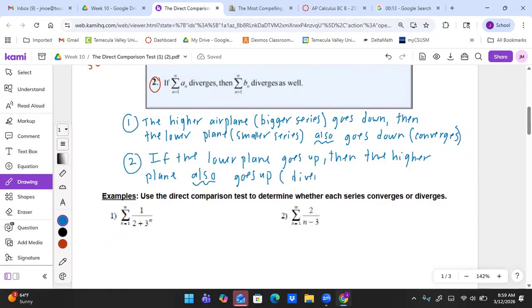And we established that going up means diverges. Okay, enough of this airplane talk. No, we're going to keep talking about airplanes, actually. Let's do examples. Okay, ready?